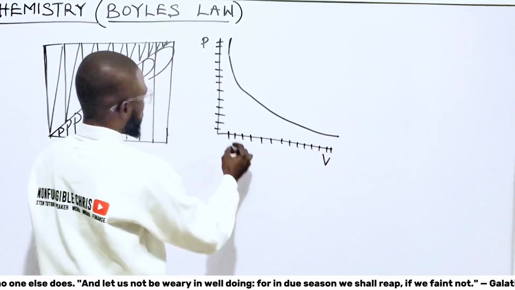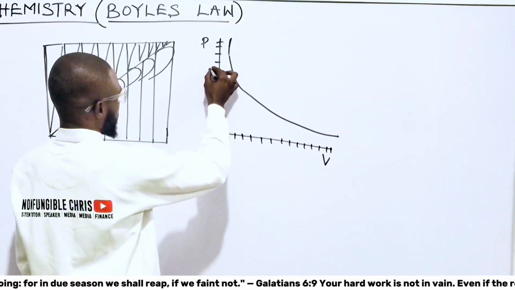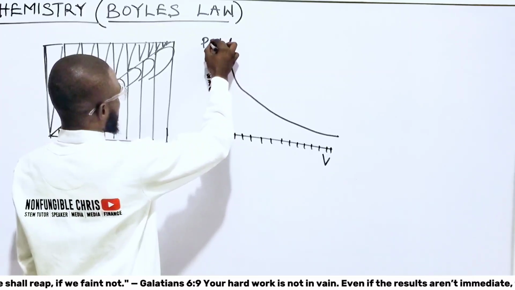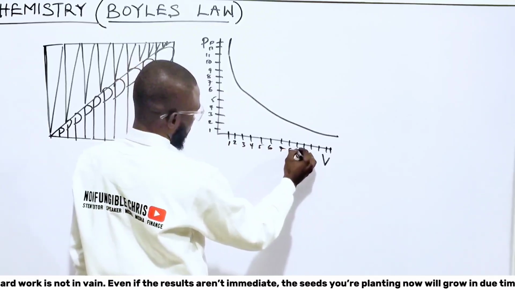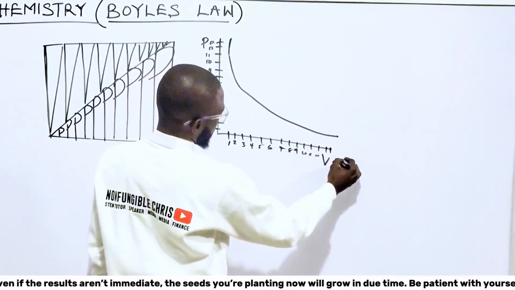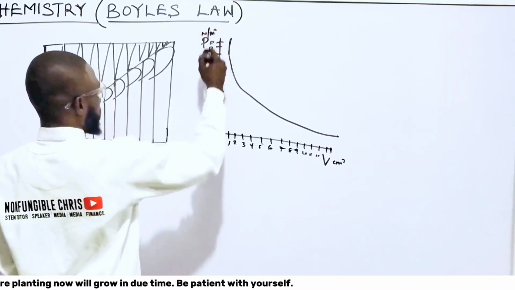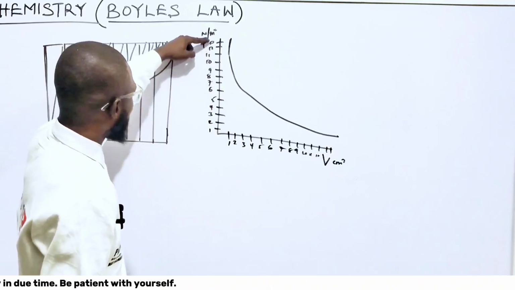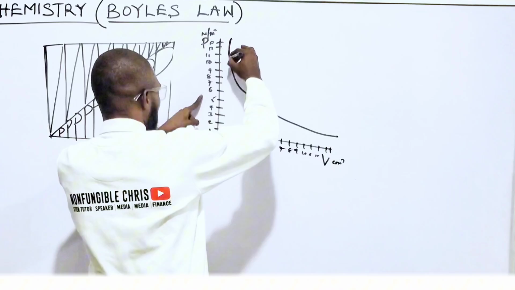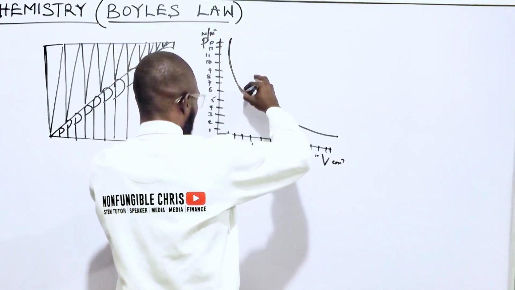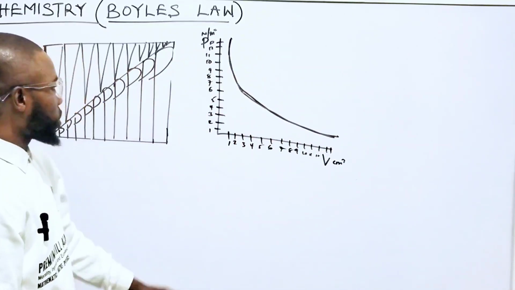So let's assume this is 1, 2, 3, 4, 5, 6, 7, 8, 9, 10, 11, 12, 13 atmosphere. And let's call this 1, 2, 3, 4, 5, 6, 7, 8, 9, 10, 11, 12 cm cube. And let's call this Newton per meter square. Let's just assume this. So as the pressure is reducing from 13, 12, 11, 10, 9, as it is reducing, the volume itself is increasing. This is a pictorial excerpt for Boyle's law.